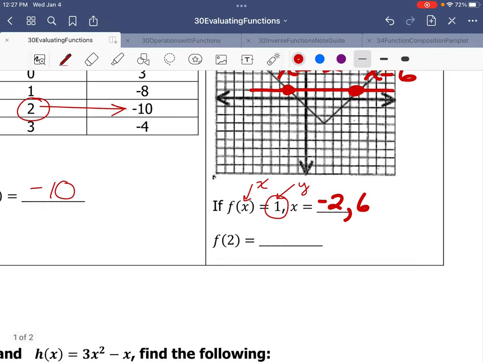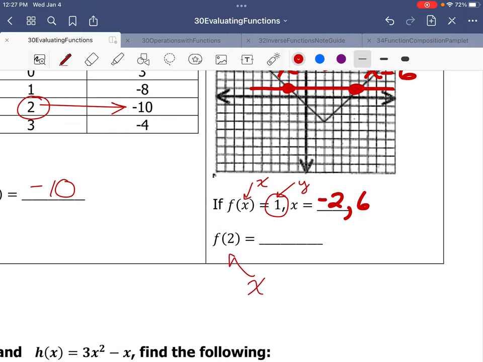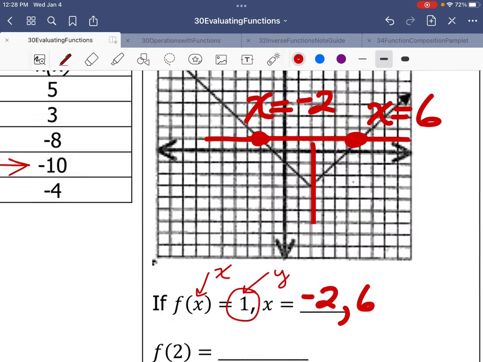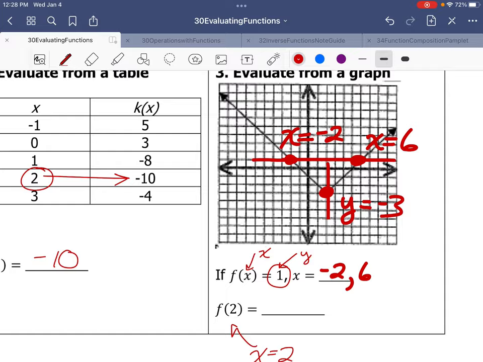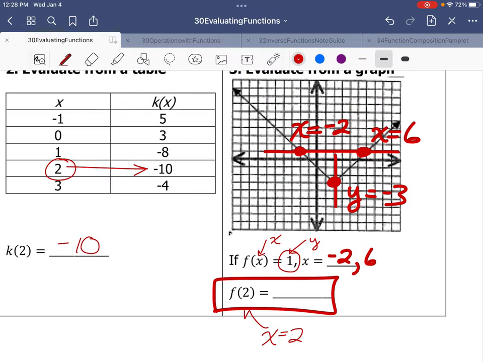But if I'm given x equaling 2, if I'm asked to find f of 2, then I'm asked to find the y value. And the y value that goes with x equals 2 is going to be everywhere along this vertical line, which only happens down at this point when y equals -3. So notice that for this second problem, I'm given the x value and I'm asked to find the y value, which happens at -3.